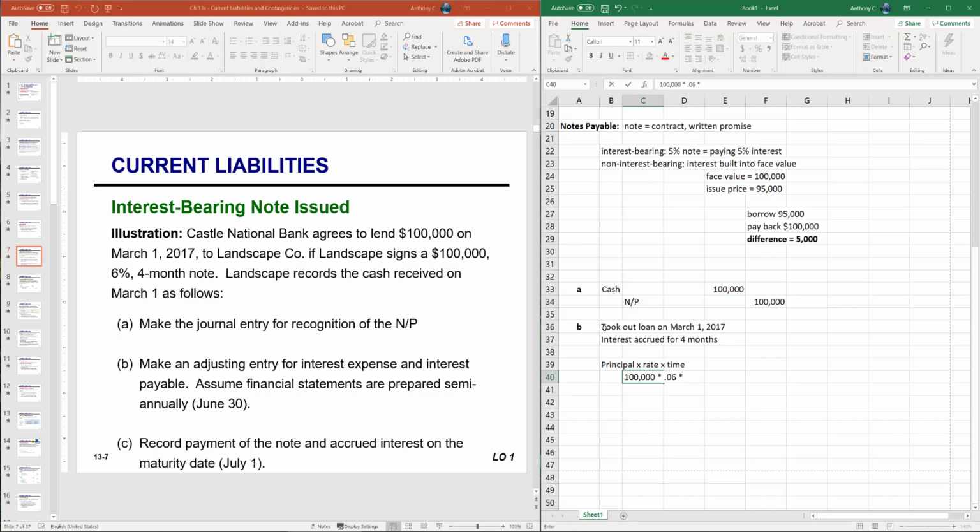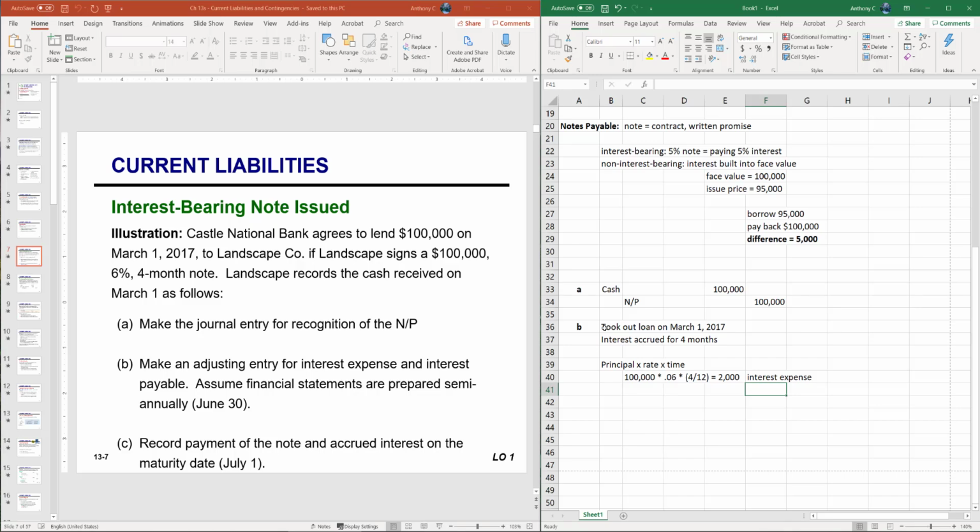And just like in your other classes, your interest rate is always stated in annual percentage terms. If it's stated in annual percentage terms, we want our time variable also stated in terms of a year. Since we're accruing interest for 4 months, there's 12 months in a year, so our time variable is 4 out of 12 months, or 1/3. Right, and that should get you out to $2,000 of interest expense.